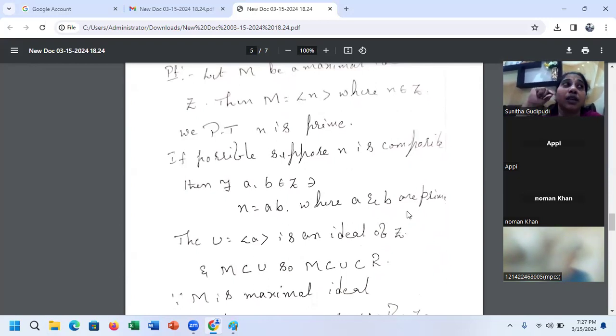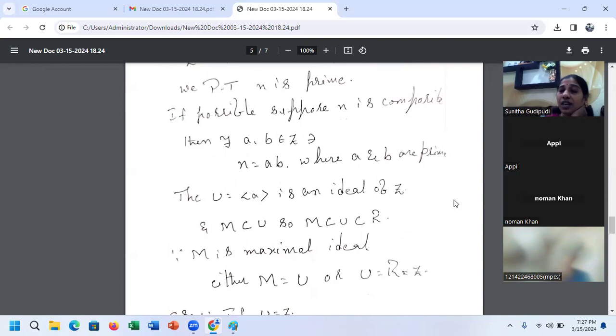What does the fundamental theorem of arithmetic say? Every integer you take can be expressed as a product of prime factors. In your school level, you learnt about this fundamental theorem of arithmetic. So we make use of that. So as n is an integer, it can be written as a product of two prime factors, a and b here in this particular case, where both a and b are prime.